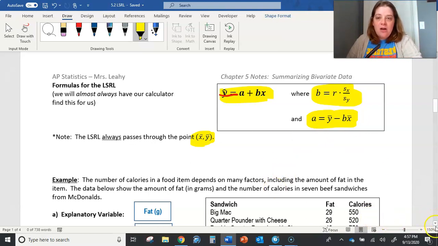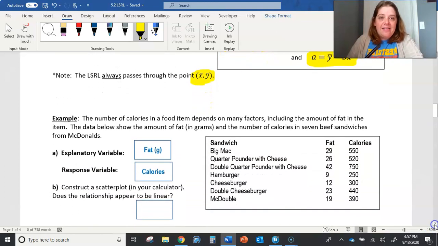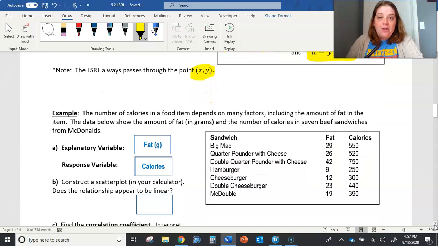It says the number of calories in a food item depends upon many factors, including the amount of fat in the item. The data below show the amount of fat in grams and the number of calories in 7 beef sandwiches from McDonald's. And it says what's the explanatory variable and what's the response variable.